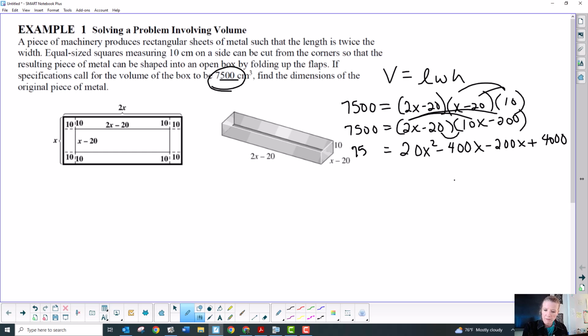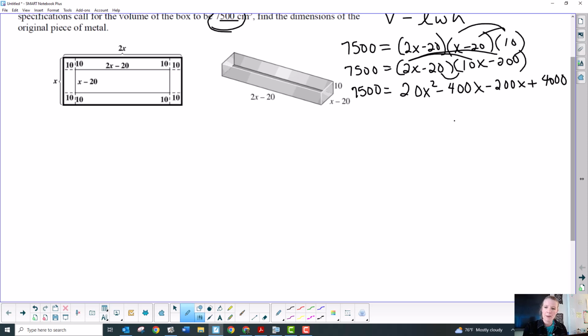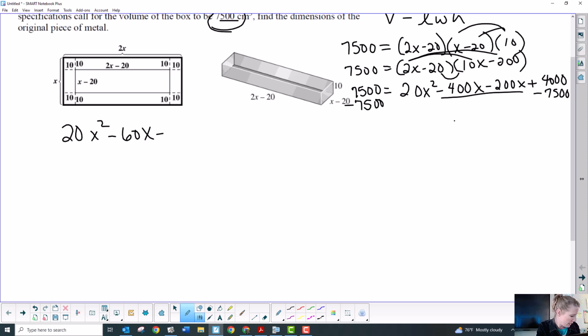And bring the 7,500 down. So then I'm actually going to move this over here, and I'm going to switch sides. So I have 20x squared. I'm going to combine the like terms. That's minus 600x. And then I'm going to move the 7,500 over with the 4,000 to make that minus 3,500 equals 0. And I'm going to solve the quadratic.